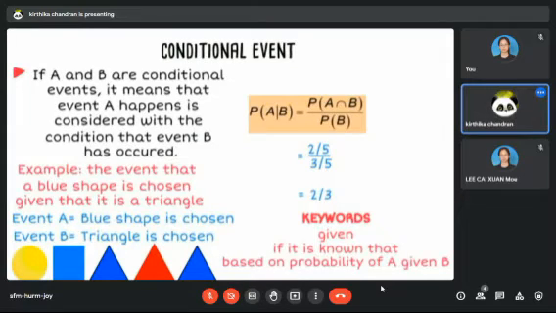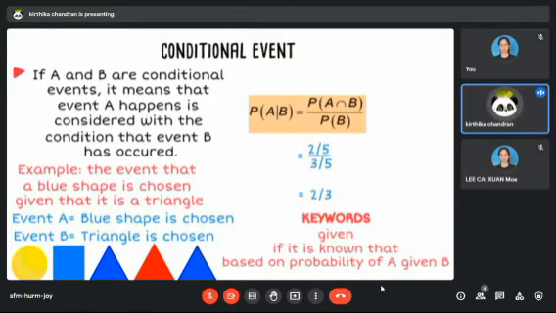Next, we move on to the conditional event, where it means that event A happens is considered with the condition that event B has occurred. There is a formula for this event, which is probability of A given B equals the probability of A intersect B divided by probability of B, which is the condition. In this case, probability of B occurs first and it is the condition, followed by the probability of A. For example, the event that a blue shape is chosen, given that it is a triangle. Before that, there are some keywords to know the condition, for example, given, if, and based on the probability of A given B. So in this example, we have the keyword given.